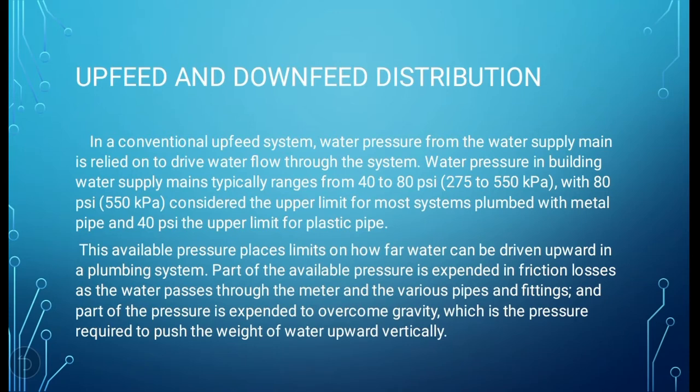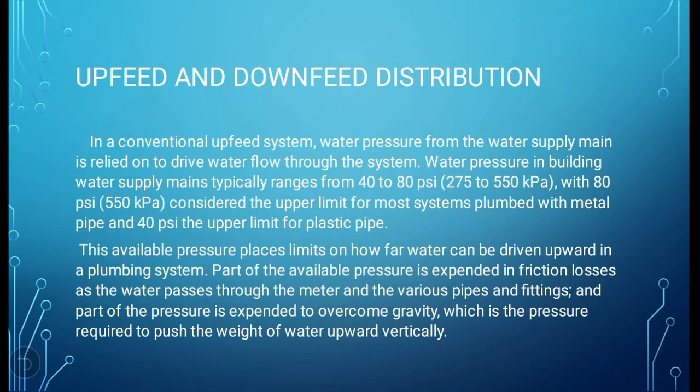Okay. In a conventional up feed system, water pressure from the water supply main is relied on to drive water flow through the system. Water pressure in building water supply mains typically ranges from 40 to 80 psi or 275 to 550 kilopascals, with 80 psi or 550 kilopascals considered the upper limit for most systems plumbed with metal pipe and 40 psi the upper limit for plastic pipe. Take note po na yung PSI is an abbreviation for pound force per square inch.